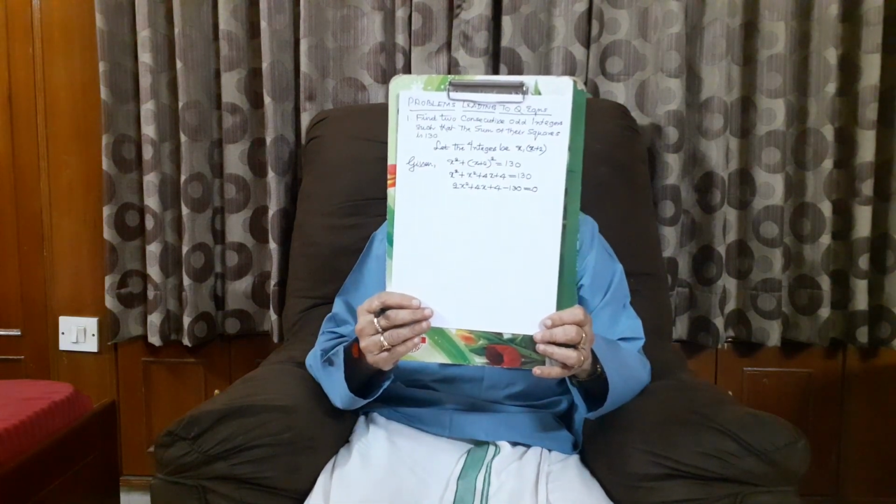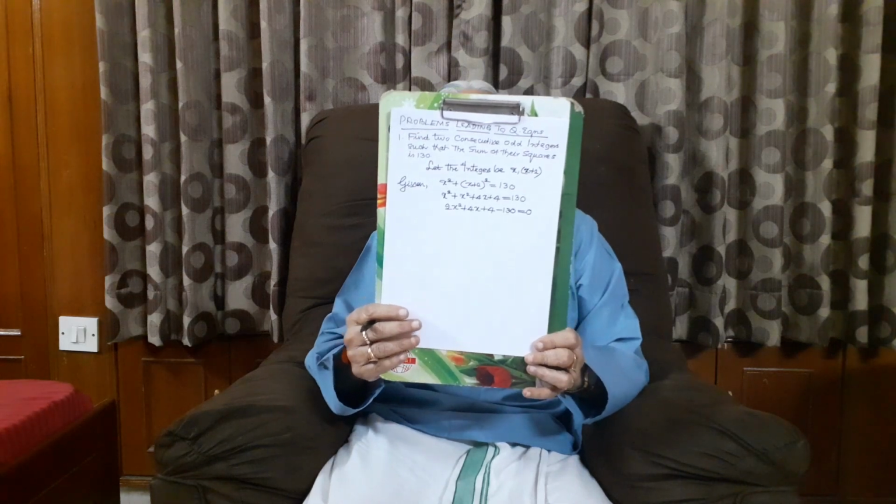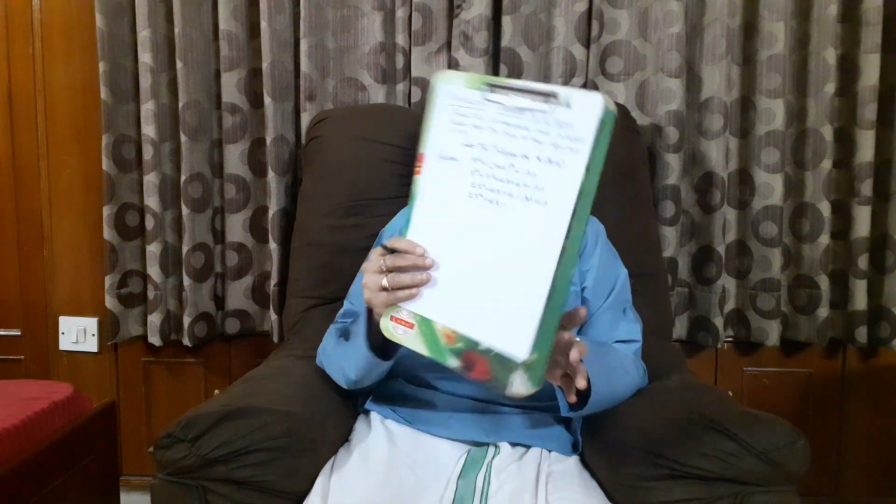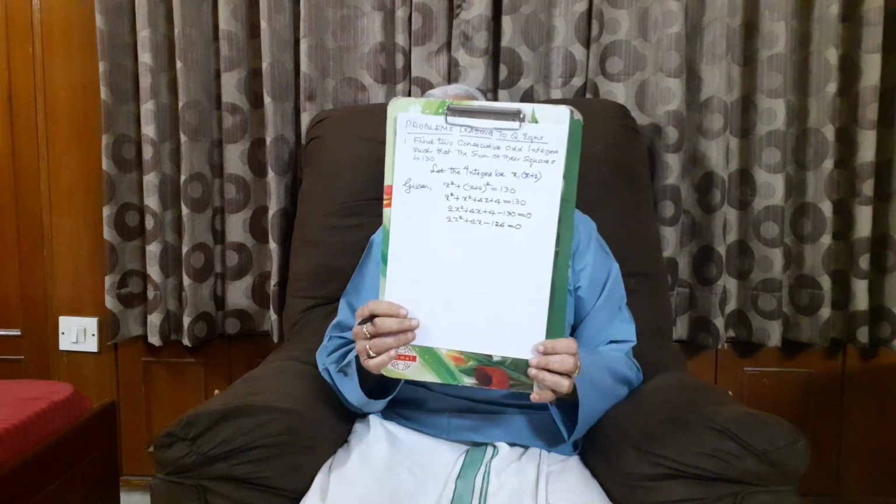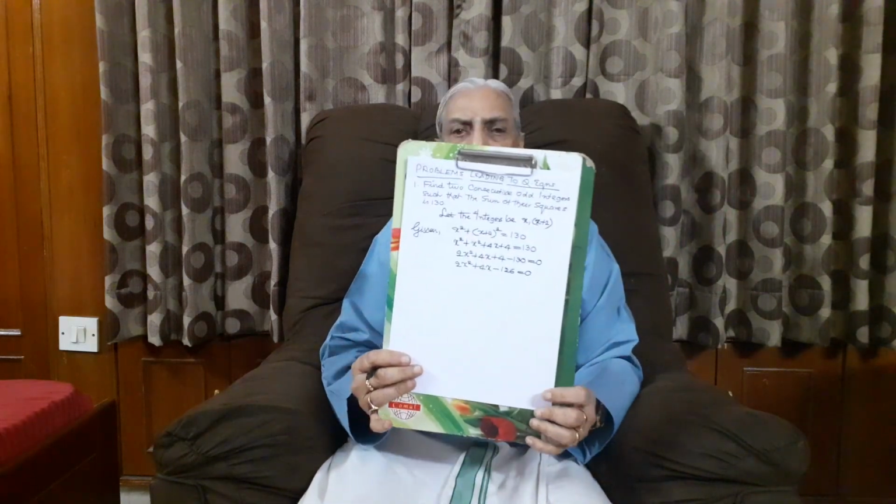How did it happen? 130 minus 130, understood? Then simplify further. 2x square, you write it as it is. Plus 4x, you write it as it is. Minus 130 plus 4 means minus is greater. Minus 126, that is equal to 0. Did the standard form come now? Yes, it has come. 2x square plus 4x minus 126 equals 0.